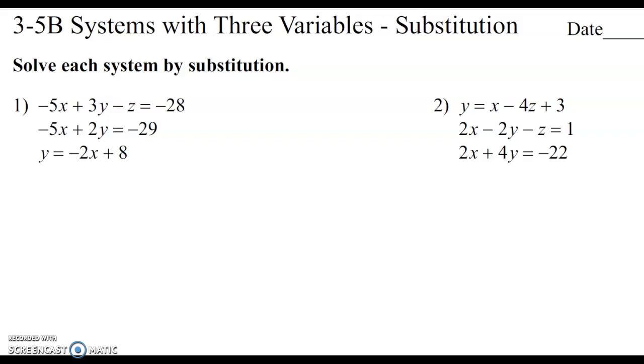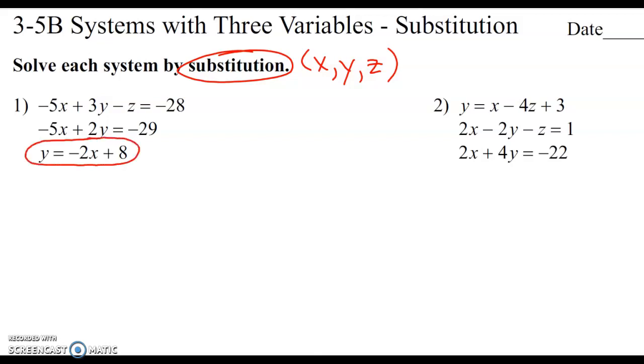We're trying to find the ordered triple, the x comma y comma z, that's going to make all 3 of these work. Right, so we're still looking for that x comma y comma z. But in substitution, we're going to substitute. So usually on these problems, you'll find one of your equations is a little bit shorter. So you can see how this third equation just has y and x. So that's the one we're going to substitute for.